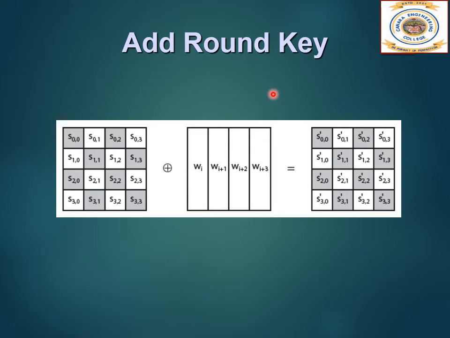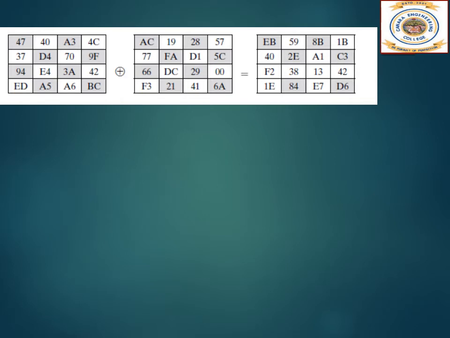Let us check the example. Now let us see how the add round key is done. Here we take this first column and it is XORed with the first column here. Similarly, the second column with the second, the third with the third, and the fourth with the fourth, and the resultant answers are written over here. So let us start with the first column.